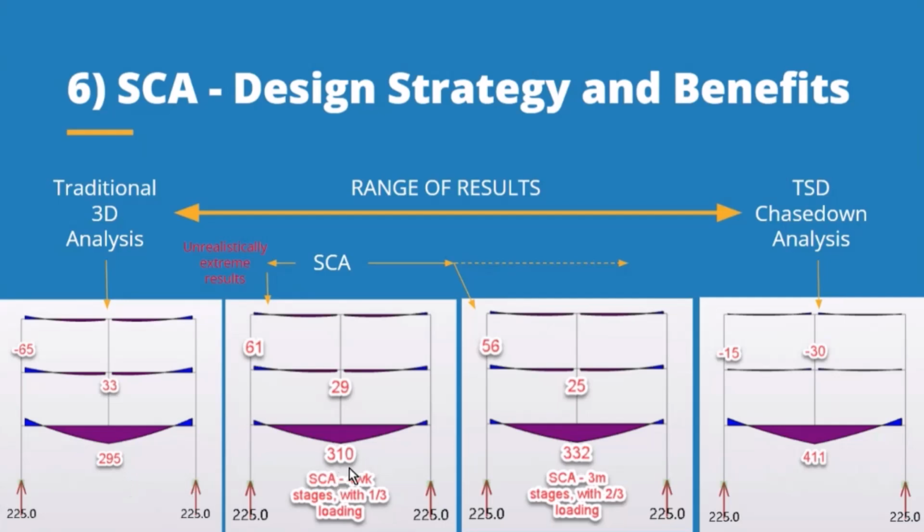So this 295 changes to 310, changes to 332, but even at this extreme, it's still not the 411 that we get from the chase-down analysis, which an engineer, doing things in the old-fashioned way of designing these beams, getting reactions, chasing them down, and designing this beam for the load that goes on it that way, would have designed it for. So stage construction analysis doesn't necessarily deliver you what you might traditionally want to design for. You might have different opinions about what it's correct to design for here, but I'm showing the extremes.